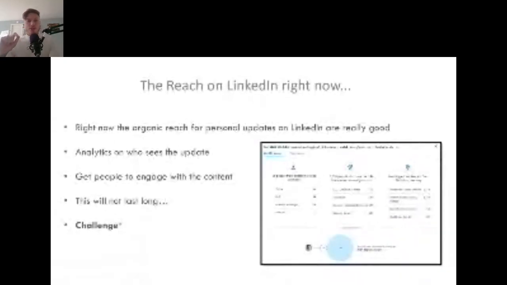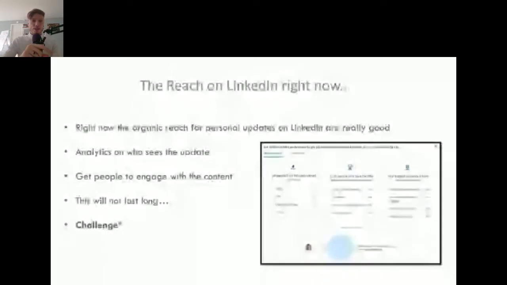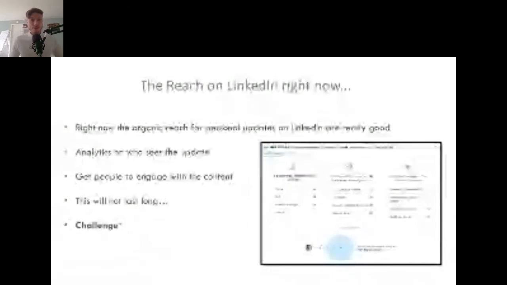So the reach on LinkedIn right now is very good compared to other social media channels. The organic reach for personal updates are really good, but it has gone down. This will not last long. This has gone down 4 times. Started in 2017 actually, and in 2018 it peaked. So my goal was to get 1 million views on LinkedIn. I got 980 on a post in 2018, and I'm never going to reach 1 million views in Scandinavia, so it was very valuable. But still, the reach is very, very good on LinkedIn.